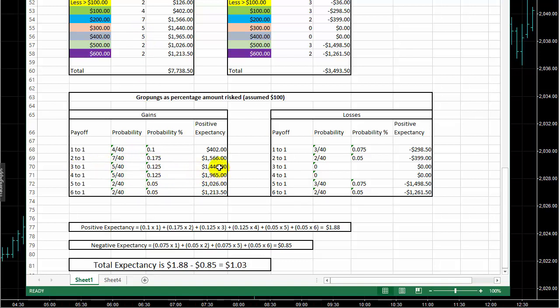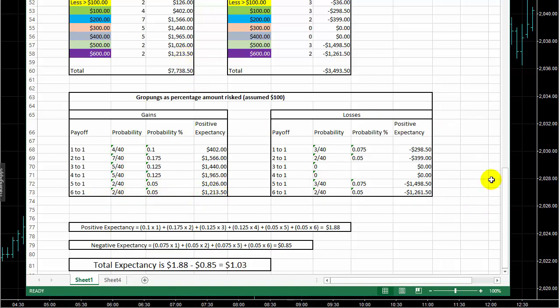And the result is 1440, right? So I did the same thing all the way to the 6-to-1, where we have two of them. They gave us 6-to-1, right? And there were 2 out of 40, which gives me 5%, and total profits for that is 1213.50.